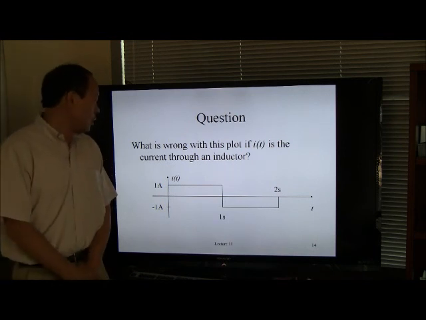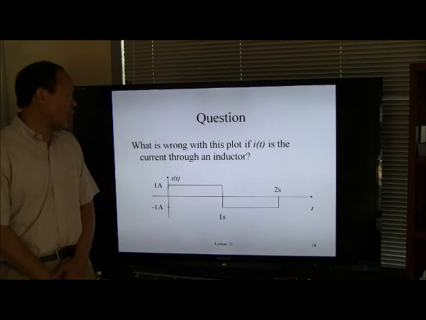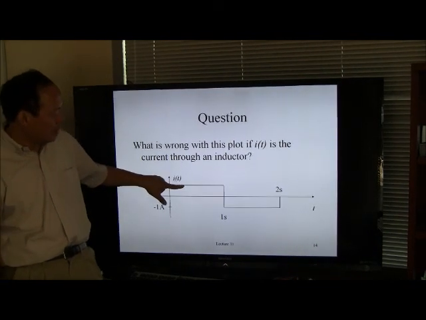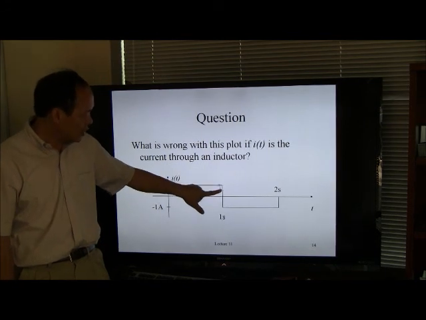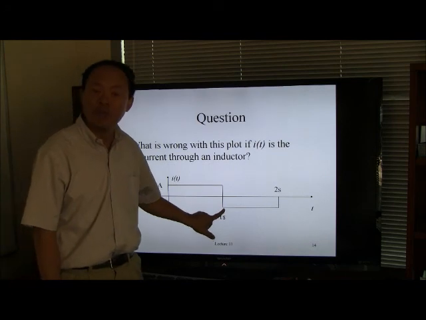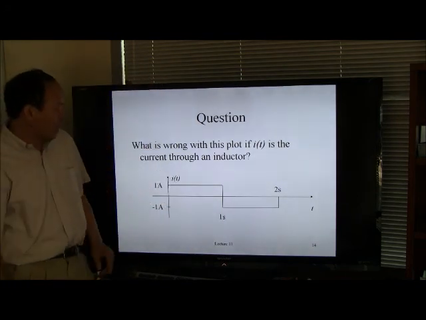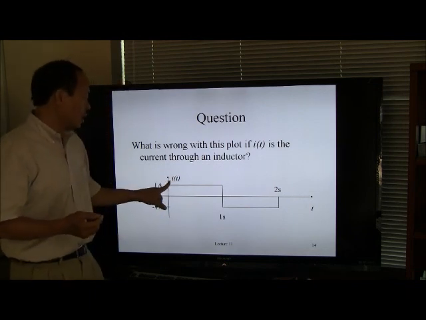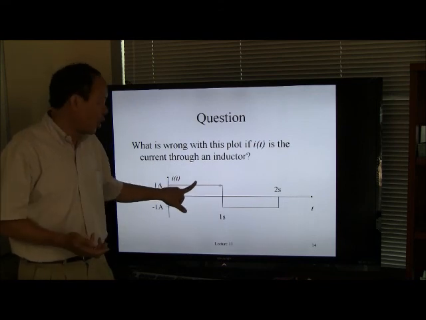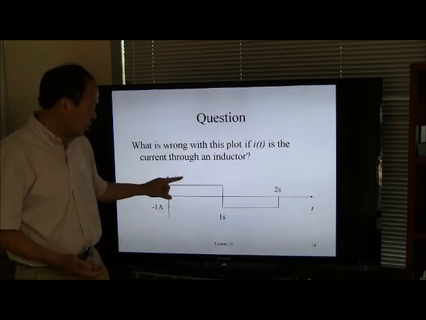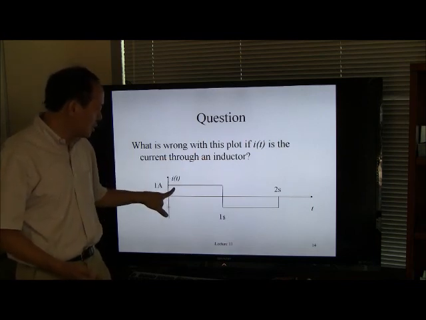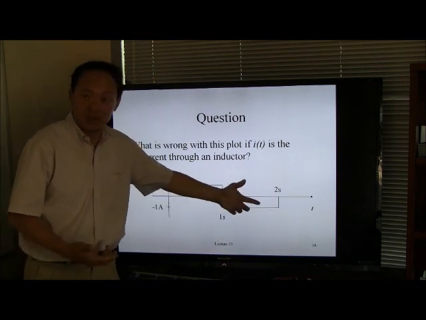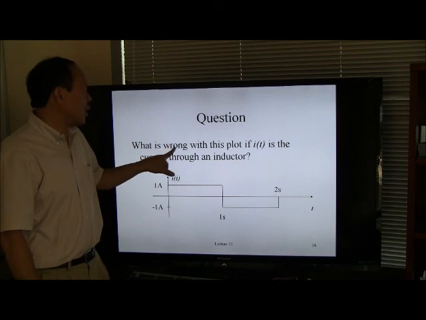Let me give you another example. What is wrong with this plot if I of t is the current through an inductor? So what you have here is the current that is initially at 1 ampere going for a constant of 1 second, and then switching to minus 1 ampere for the duration from 1 second to 2 seconds. Now, as we all know by now, the voltage induced across the inductor is proportional to the rate of change of the current. Given the fact that this is flat, there's no change of the current, and therefore the voltage would be equal to 0. So you have a 0 voltage across the inductor from times 0 to 1 second. Likewise, there's no change of current through the inductor from 1 second to 2 seconds, therefore there's no voltage across the inductor either. The question here is, what's wrong with this plot?